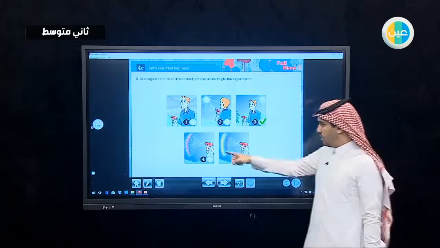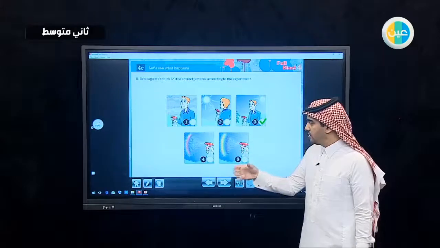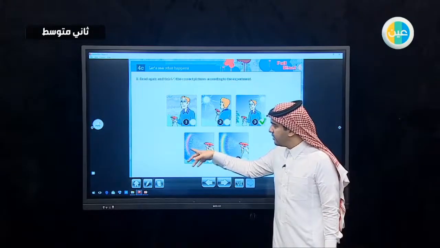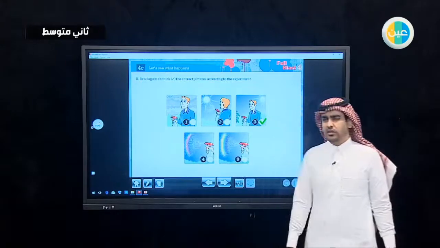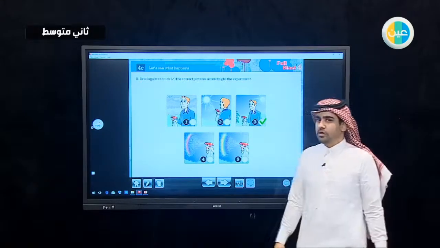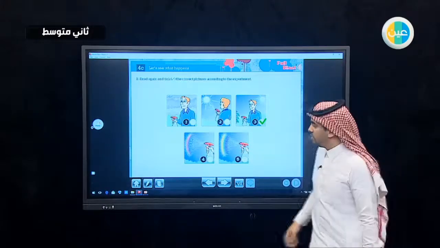Now let's take a look at number 4. Okay, so water is sprayed, and we have 2 colors. Do you think this is a rainbow with 2 colors? Me too, I don't think so. So this one is not the correct way of doing this experiment.